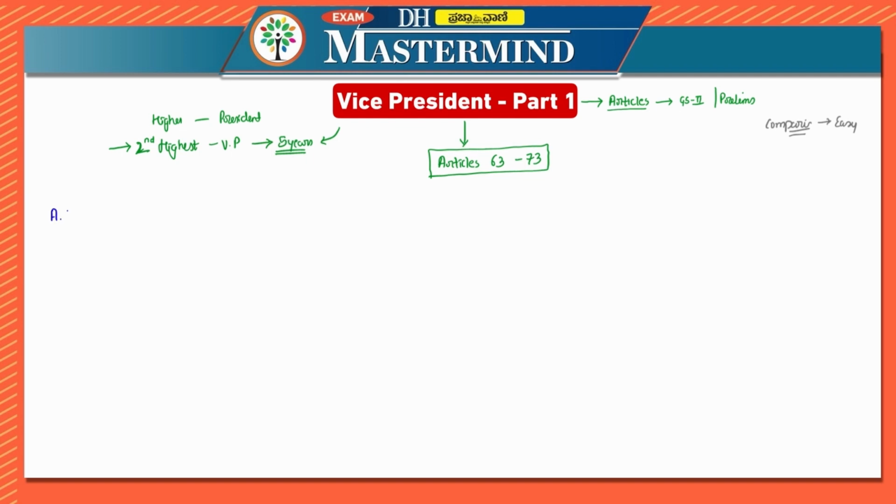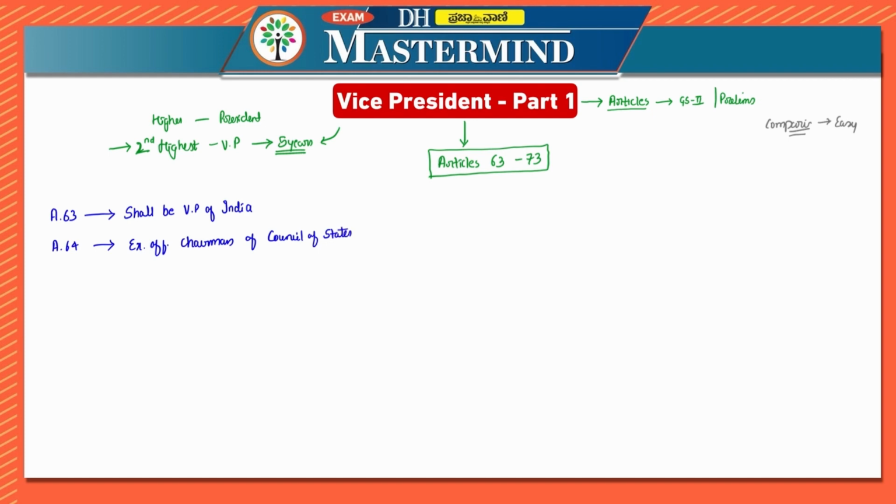Article 63 is the first article. What is Article 63? It says that there shall be a Vice President of India. Next, Article 64. While 63 says there shall be a Vice President of India, 64 is important because it says that Vice President is ex officio chairman of Council of States. He is ex officio chairman of Council of States.